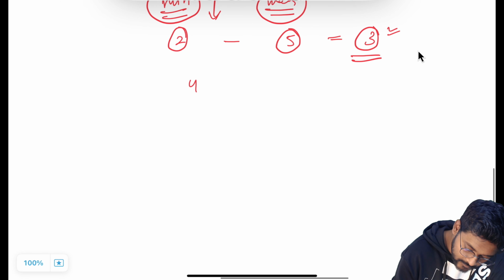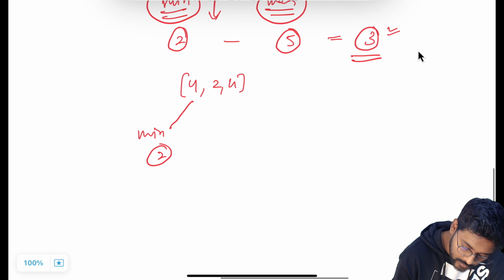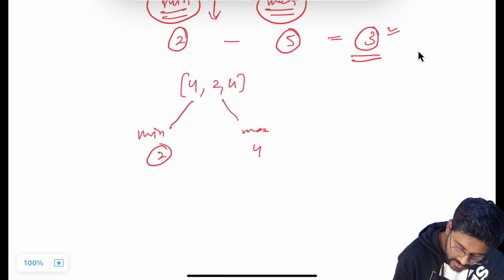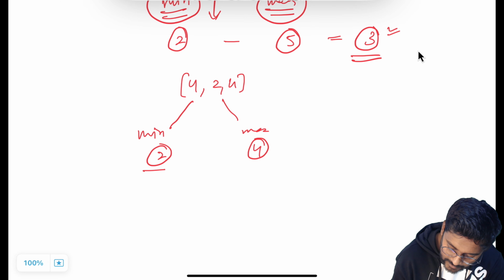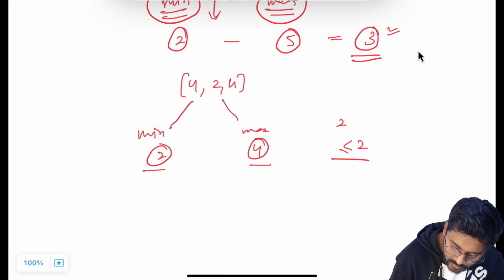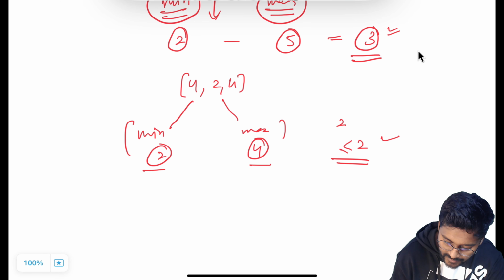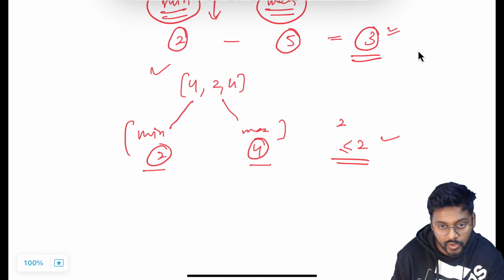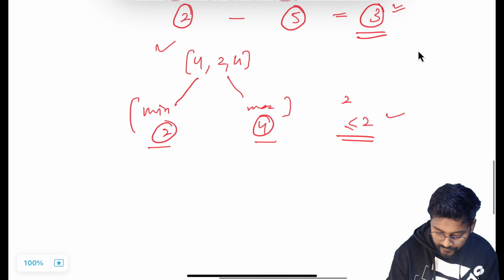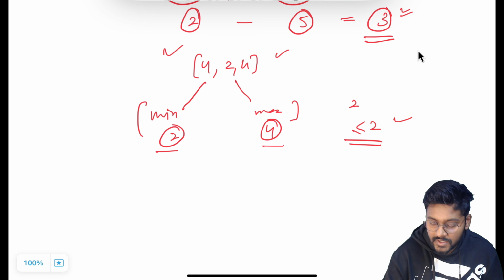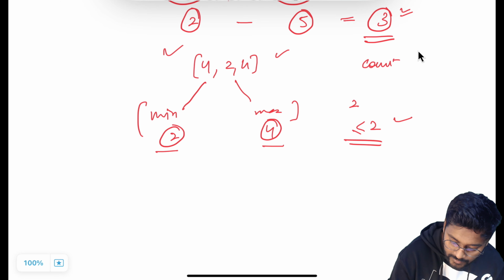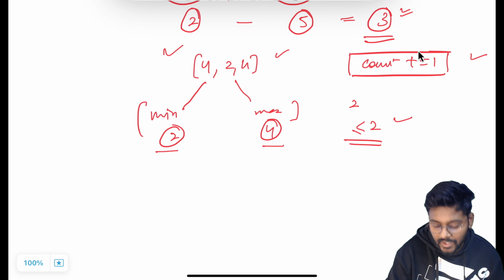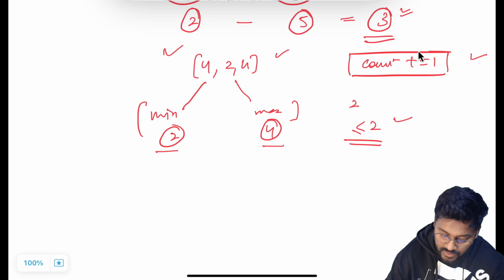If I pick 4 to 4, what is the minimum element? The minimum element is 2. And what is the maximum element? The maximum element is 4. The difference between minimum and maximum is 2, which is less than or equal to 2. If this pair is valid, it means all the pairs are going to be valid. So this is a valid continuous subarray. And this subarray will be considered in my answer, and my answer count will be plus equal to 1. I just need to return the count of all the valid continuous subarrays.